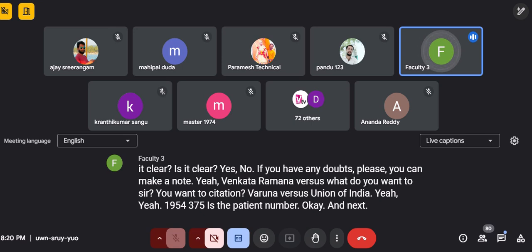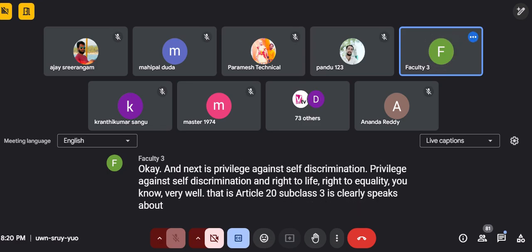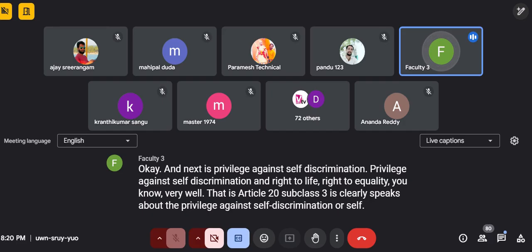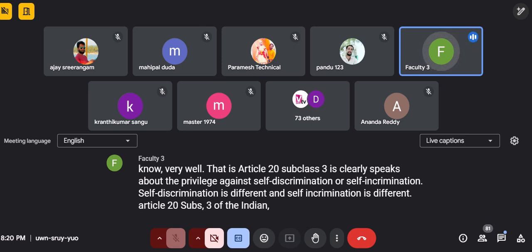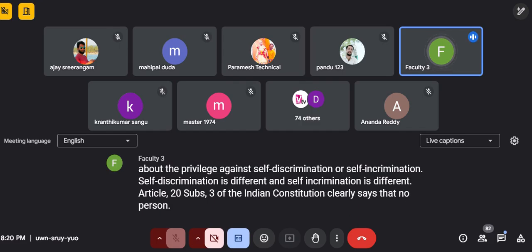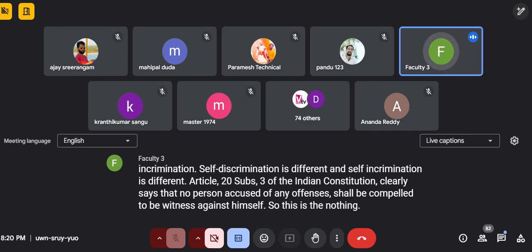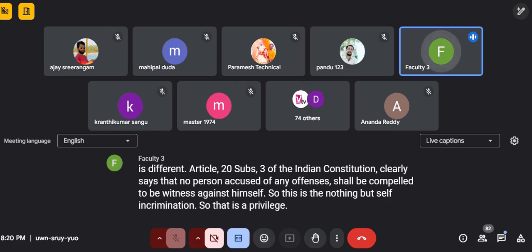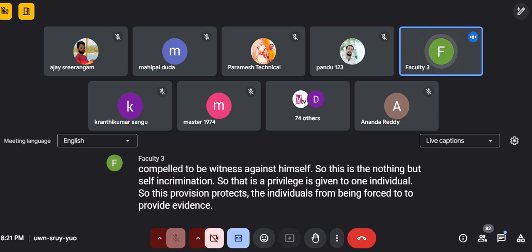Okay. And next is privilege against self-incrimination. Right to life, right to equality, you know very well. That is Article 20, subclause 3, which clearly speaks about the privilege against self-incrimination. Self-discrimination is different and self-incrimination is different. Article 20, subclause 3 of the Indian Constitution clearly says that no person accused of any offence shall be compelled to be a witness against himself. So this is nothing but self-incrimination. That is a privilege given to an individual. This provision protects individuals from being forced to provide evidence that may incriminate themselves during criminal proceedings.